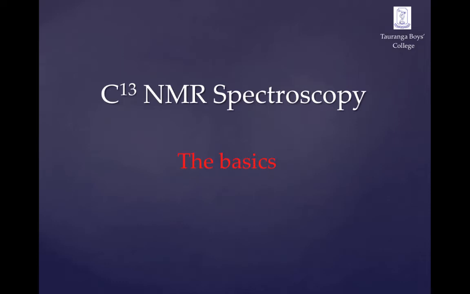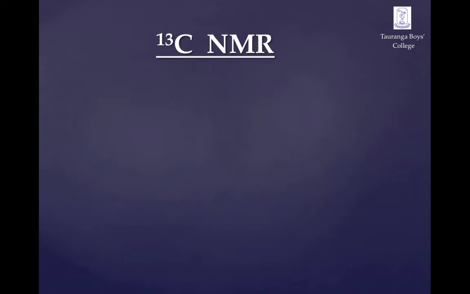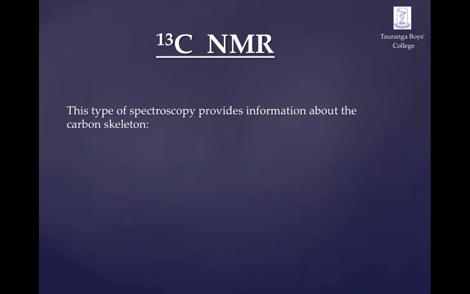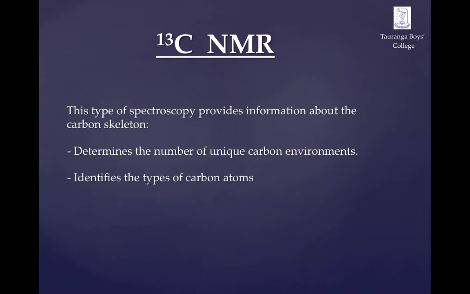In this video, we will look at the use of carbon 13 NMR and how it can be used to identify an unknown compound. Carbon 13 nuclear magnetic resonance, or NMR, is a type of spectroscopy used to identify the number of carbon environments present in a compound and the types of bonds present.